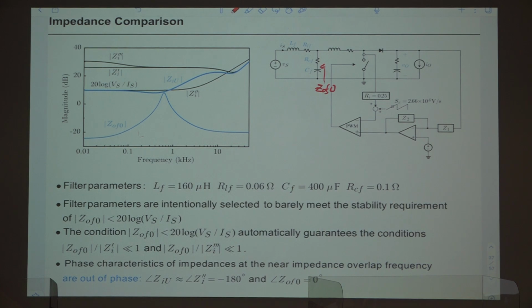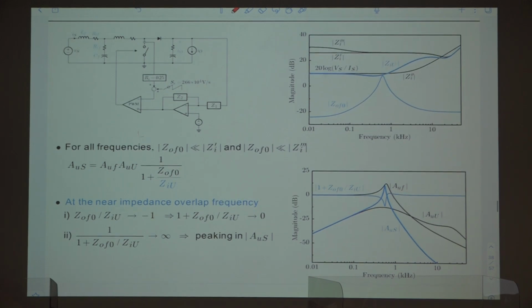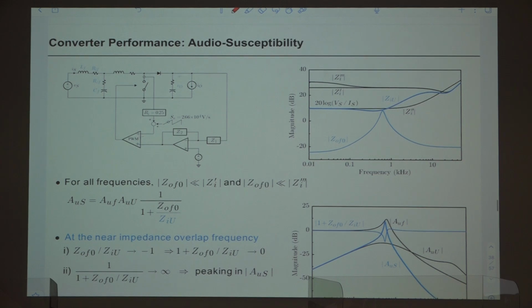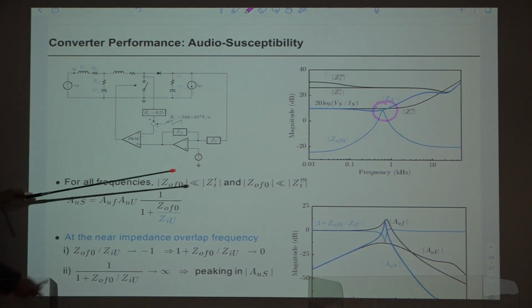Okay, so this is the analysis of audio susceptibility for the previous case. So I repeated the plot of input impedances and the output impedance of the input filter in this frequency range. They are merging together, almost merging together. So under this situation, this audio susceptibility is expressed like this. This is the same equation we used in the previous analysis of voltage mode control. Okay, but in here, this condition is apparent.